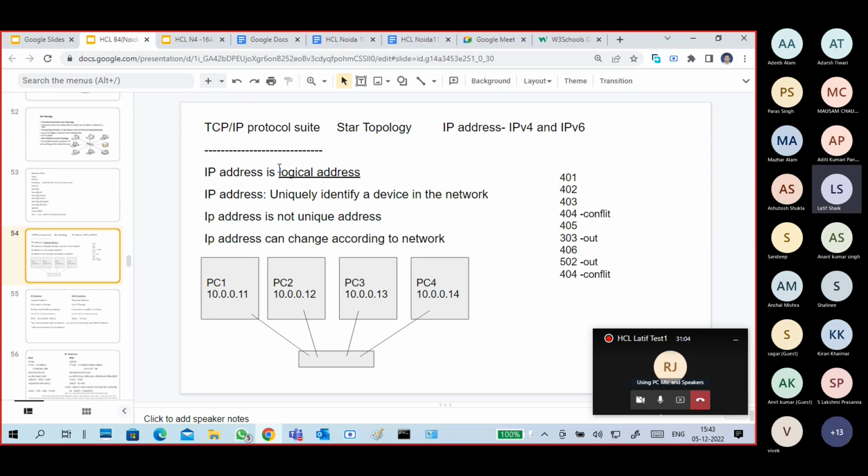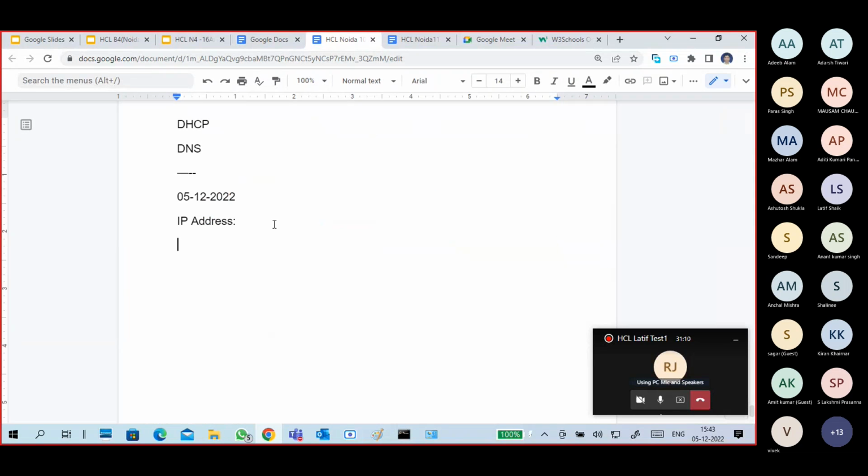Okay, guys, this is about your IP addresses. What is an IP address? An IP address is a logical address, whereas a MAC address is a physical address. It is a logical address that uniquely identifies a device in a network.